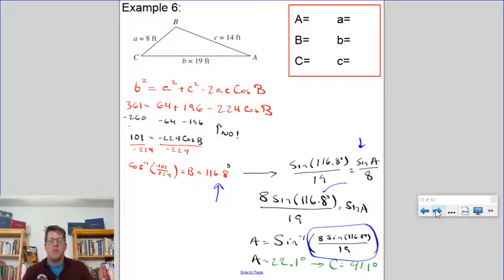All right. So we did get that 116.8. And then we get that A is 22.1. Since we know that A is 22.1, we can just subtract from 180, and that'll get us our last angle.